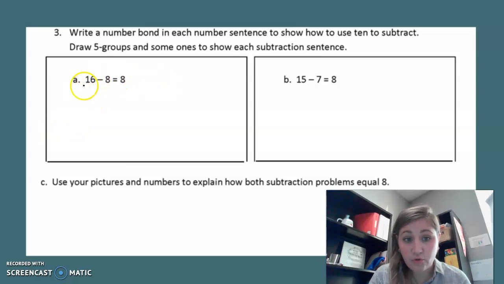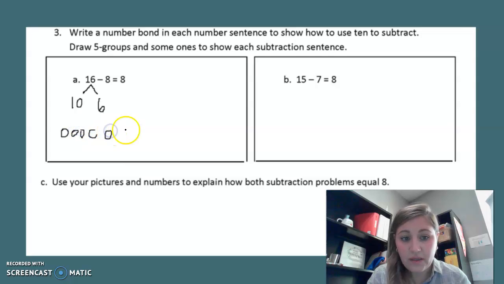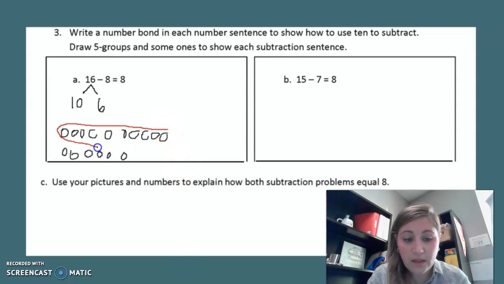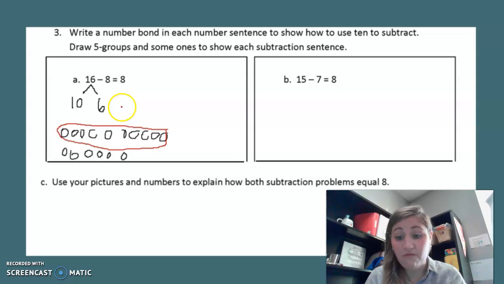So first, I would draw my picture. I think that's what I would do. And remember, when we do 16, we want to think of that as 10 and 6. That's also going to help me draw my picture. So 1, 2, 3, 4, 5, 6, 7, 8, 9, 10, 11, 12, 13, 14, 15, and 16. And then I'm going to circle 10 because just like my number bond shows, I have 10 and 6. So that is my 5 group drawing.